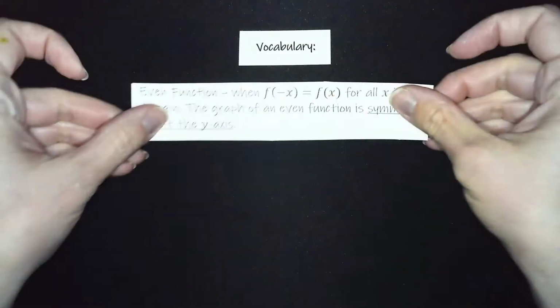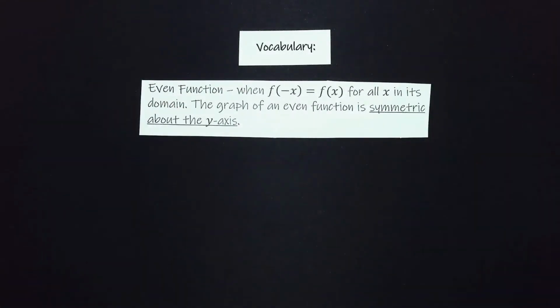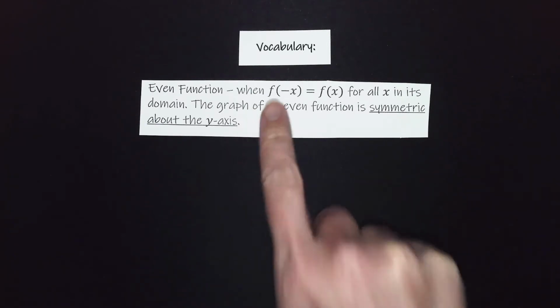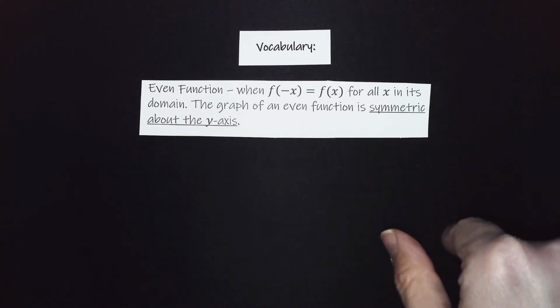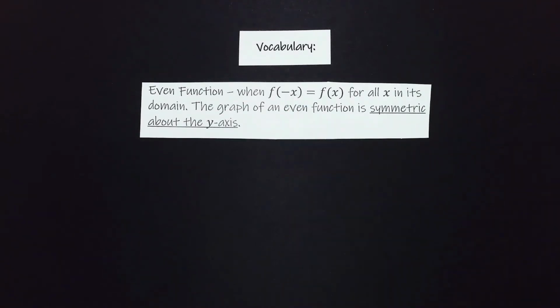We need to talk about what even and odd mean, and we did address these in chapter 1, but only briefly and only for a couple of functions. So an even function mathematically is when f of negative x equals f of x. So everywhere you have an x in your function, if you were to make the x negative, it would come out still equal to the original function, for all x in its domain. Then the graph of an even function is symmetric about the y-axis, which basically means if you have a graph and you were to fold it across the y-axis, it's going to be the same on both sides.